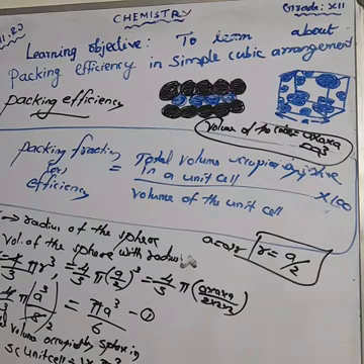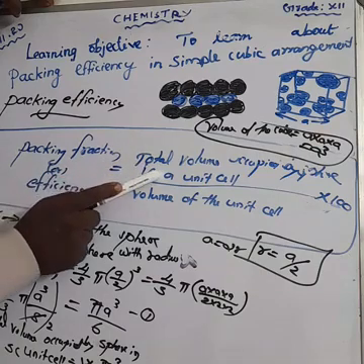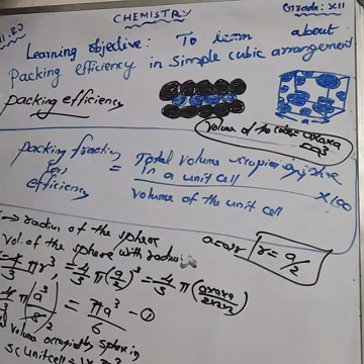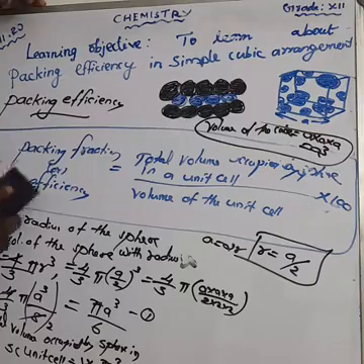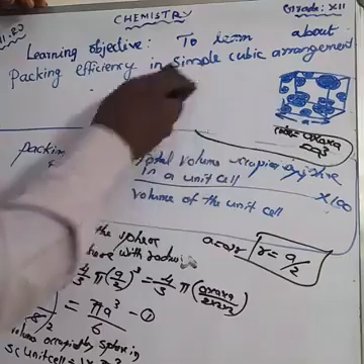Next, from the given formula, the packing efficiency, otherwise packing fraction or efficiency, is equal to the total volume occupied by the spheres in the unit cell divided by the volume of the unit cell. Okay, you should remember that. How much is the total volume, as per this formula?